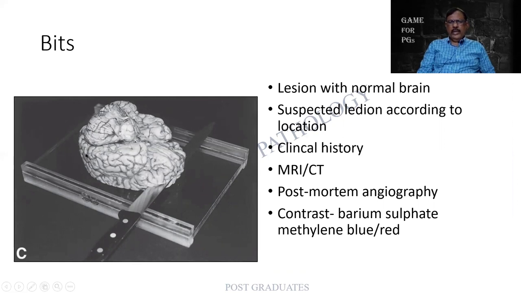Usually you get an anterior to posterior section. You will have to cut the lesion along with the surrounding normal brain. Suspected lesion along with the location, according to the location as such. Based on the clinical history, MRI, CT, etc. Sometimes an angiogram can guide us to the lesion. A contrast X-ray can also help us. I'll be showing one of the pictures over here.